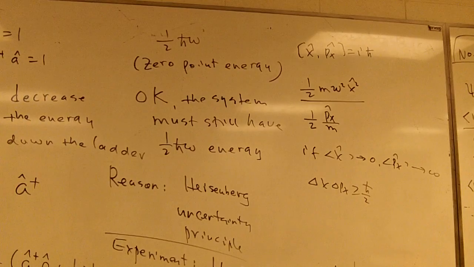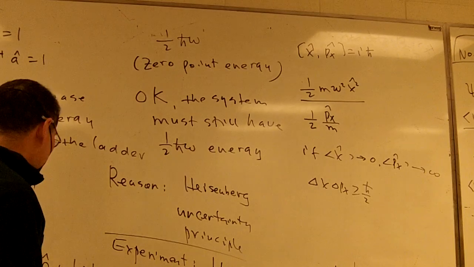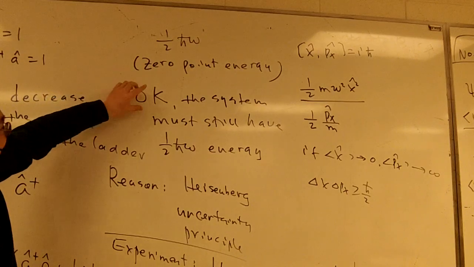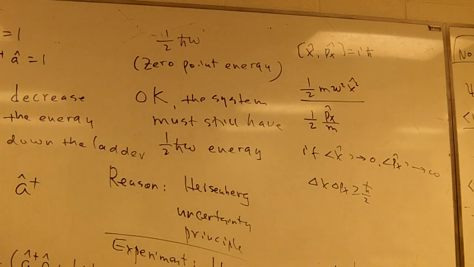So again, let me summarize what we learned here. The ladder operator allows us to gain these energy levels directly without solving the actual Schrödinger equation. We're going to go down, we're going to go up. It also allows us to get the eigenenergy out. And then finally, we also got this zero point energy. And that's the beauty of this.